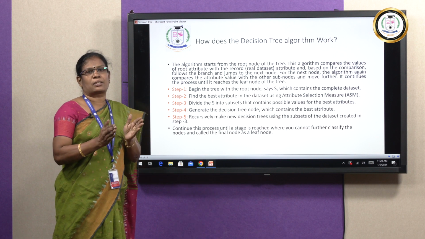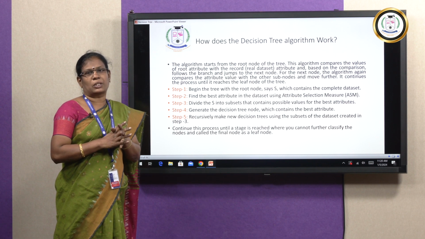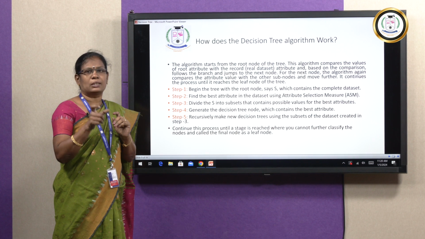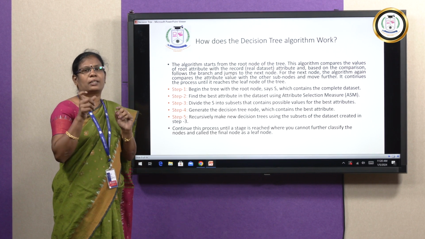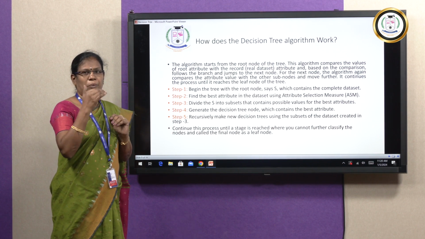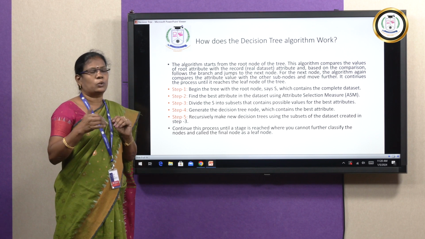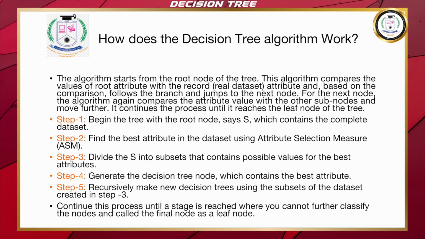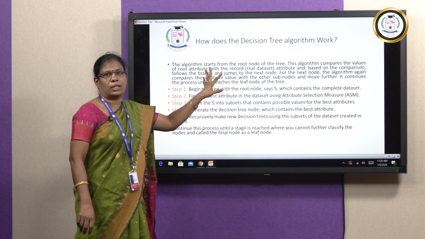The root node is selected by the ASM method, that is, attribute selection measure. The attribute that has more information is called the root node. From the root node, it is further classified into more nodes. Step 1: begin the tree with the root node, say S, which contains all the attributes.